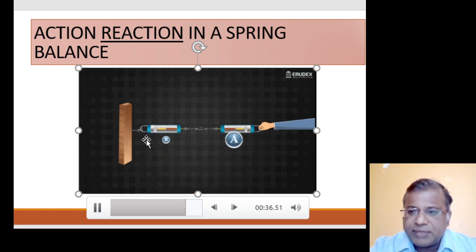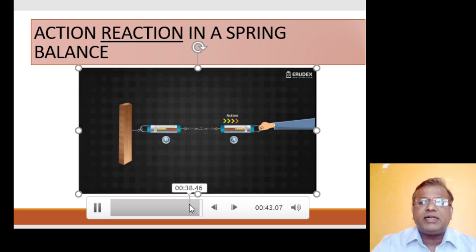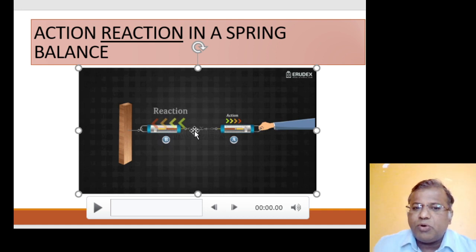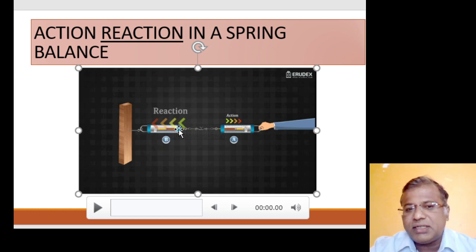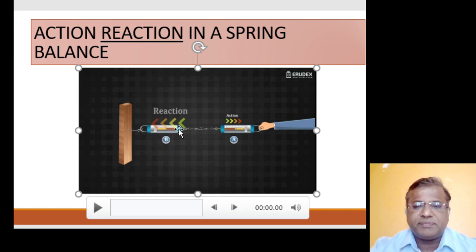And you will see a very important thing, that both the forces are equal and opposite. One of them we will call the action force, and the other we will call the reaction force. Whenever an object is being pulled, the force pulling it will be almost equal to the force pushing back. That is, action and reaction are equal in nature. And that is what we learn from Newton's third law: for every action, there is an equal and opposite reaction.